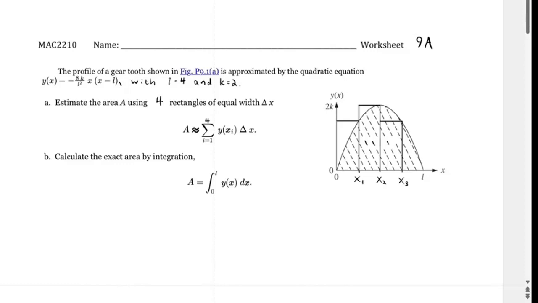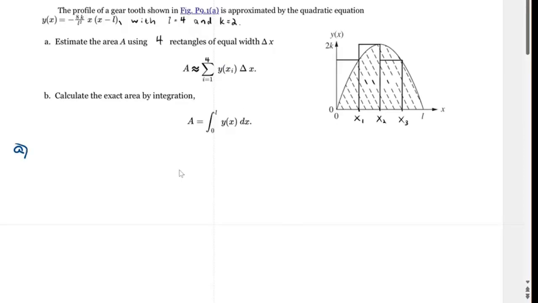Today we're gonna look at worksheet 9A. First thing we're gonna do is 9A. It says estimate the area A using 4 rectangles of equal width delta x.